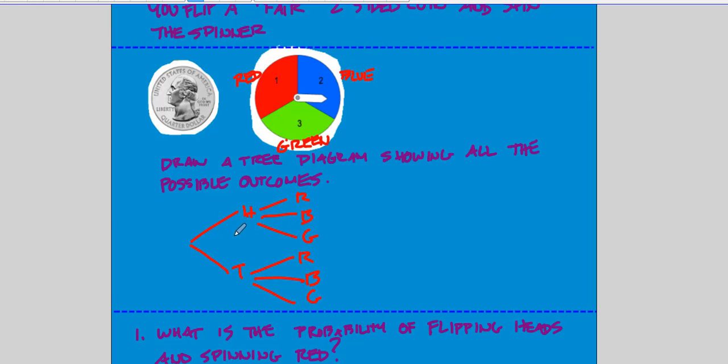So I have 6 different possibilities. I could get heads and red, heads and blue, heads and green, or tails and red, tails and blue, tails and green. So there's 6 possible outcomes. In this case, they're all equal possibility. There's an equal chance for each of those 6 outcomes. That's not always going to be the case, but it is here.